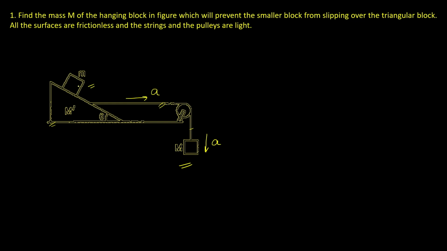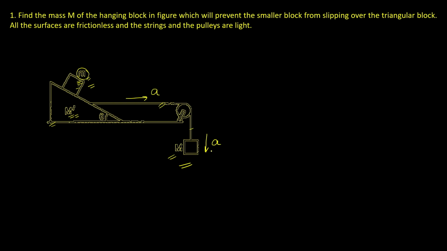So this block of small mass m is kept over this triangular block of capital mass m dash, and that's why this small mass m block is on a reference frame which is non-inertial, because this m dash mass is accelerating. We need to find this capital mass m so that the small mass m is not going to slip over this triangular block. This is a good question taken from H.C. Verma.